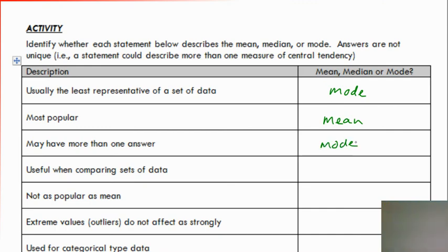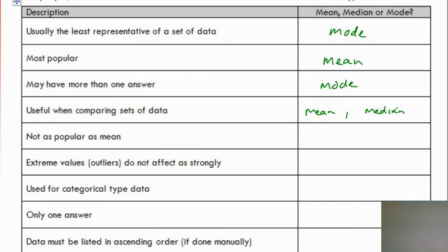Well, remember the mode, we group the most often. Sometimes we're looking for 3 or 4 of those numbers popping up that are the same. Useful when comparing sets of data. Well, if we have large sets of data, we said mean was good. But again, if we have large sets of data, the median is also good. Not as popular as mean. Well, we just said mean was the most popular, so the other two are median and mode. Kind of a little bit redundant there.